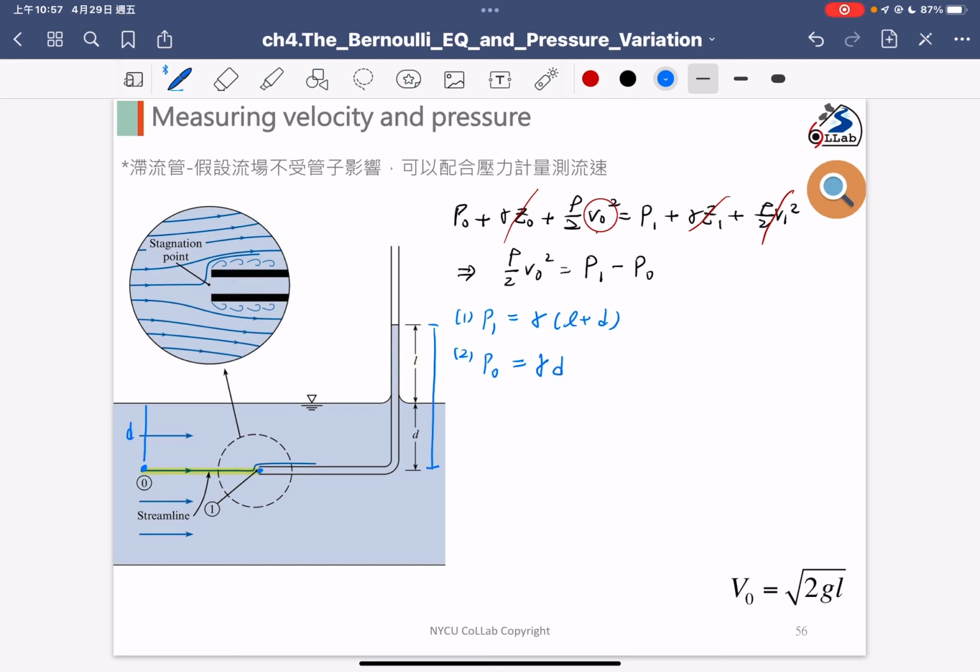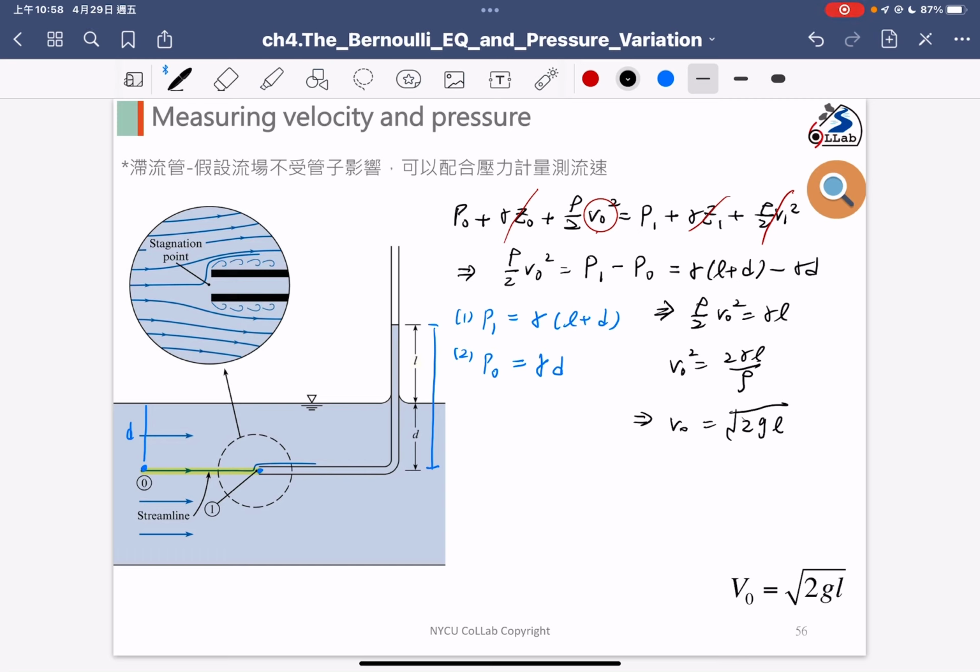So we put the P1 and P0 back into the formula in here. So we have gamma times L plus D minus gamma D, right? So we just reorganize the equation, which is equal to one half rho V0 squared and gamma L. So we reorganize it to 2 gamma L divided by the density. And gamma is rho g. So finally, we know that V0 is equal to the root of 2gL.